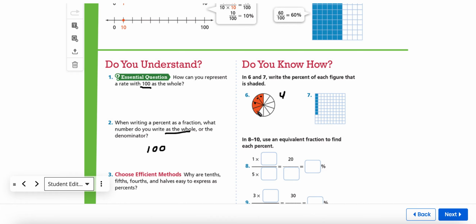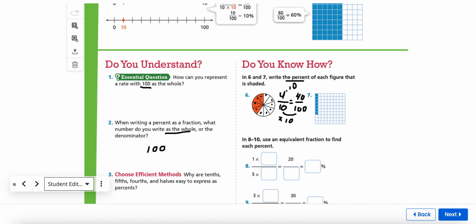4 pieces are shaded. How many pieces are there in total? So that's 4, 5, 6, 7, 8, 9, 10. So this is 4 out of 10. They want you to write it as a percent. So 4 out of 10 is equal to what number out of 100? So we put 100 and you see, okay, how do you go from 10 to 100? You multiply by 10. So 4 times 10 equals 40. So this will be 40% for number 6.